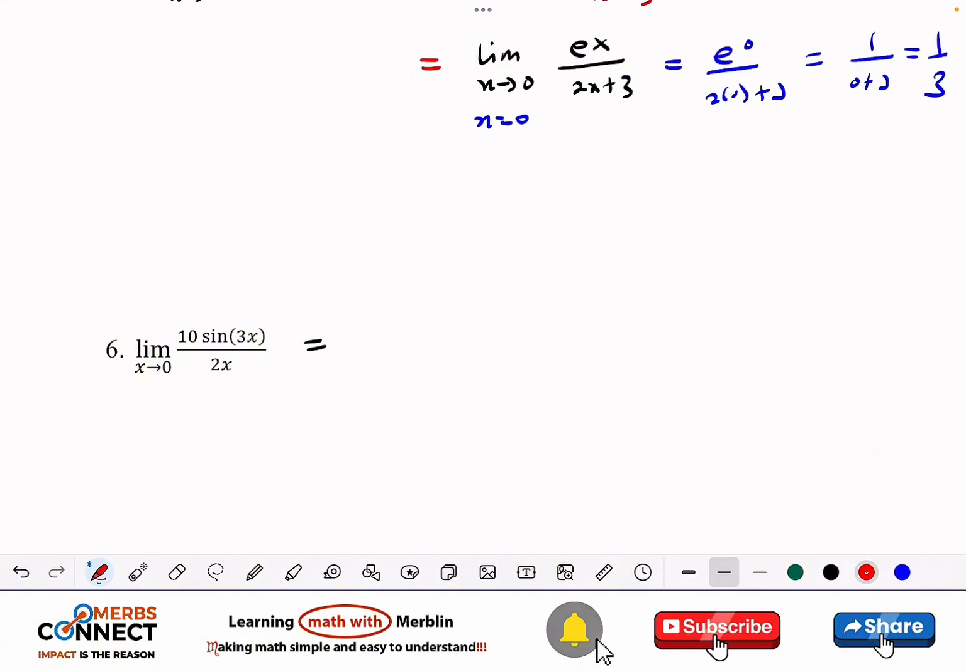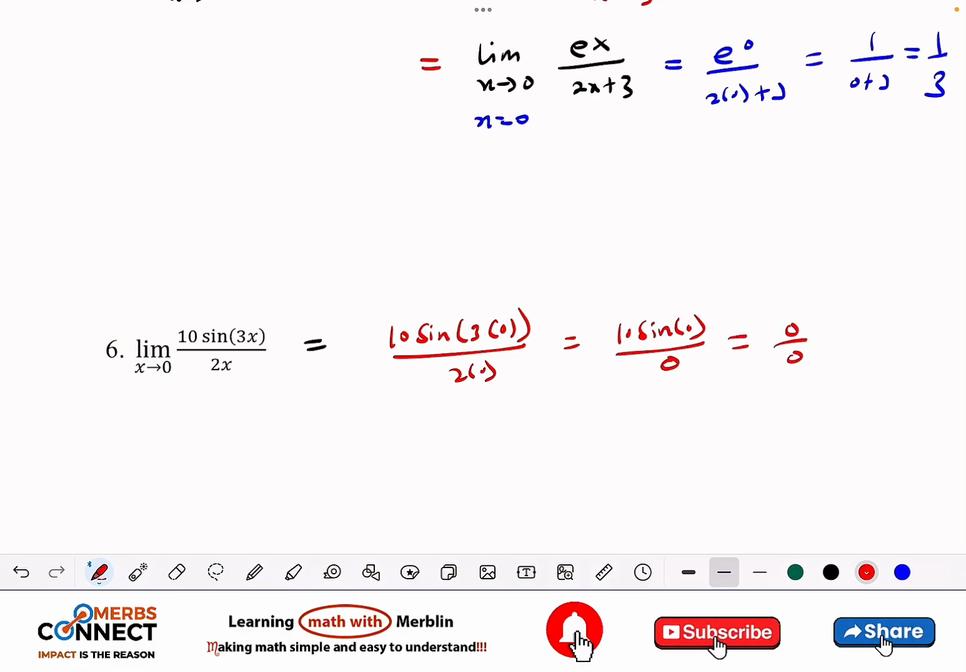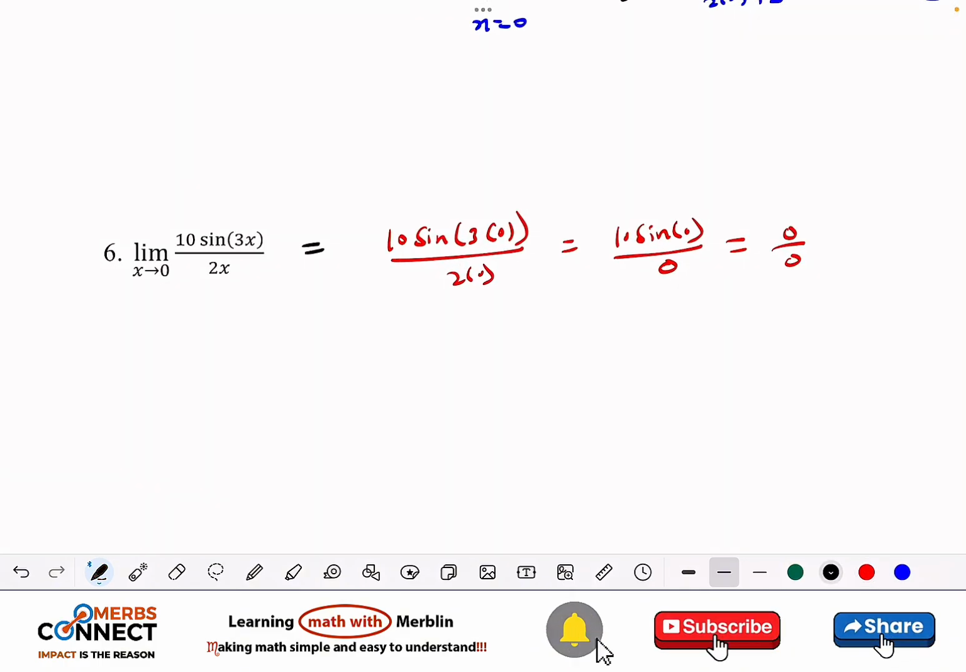So plug in 0: sine of 3 times 0 divided by 2 times 0. This is sine 0 divided by 0, so 0 divided by 0. So we can use L'Hopital's rule. So the limit as x approaches 0 of 10 sine 3x.